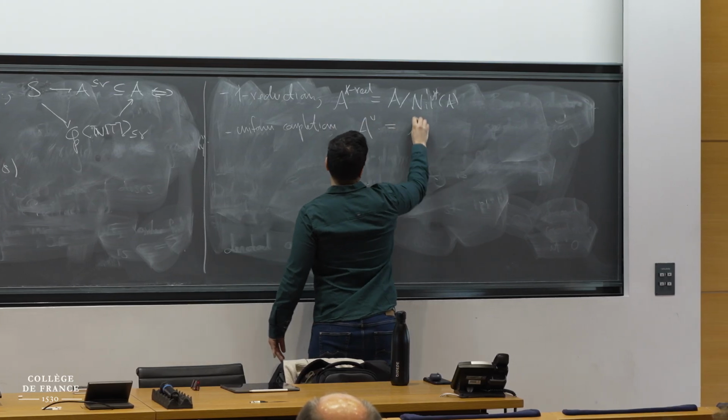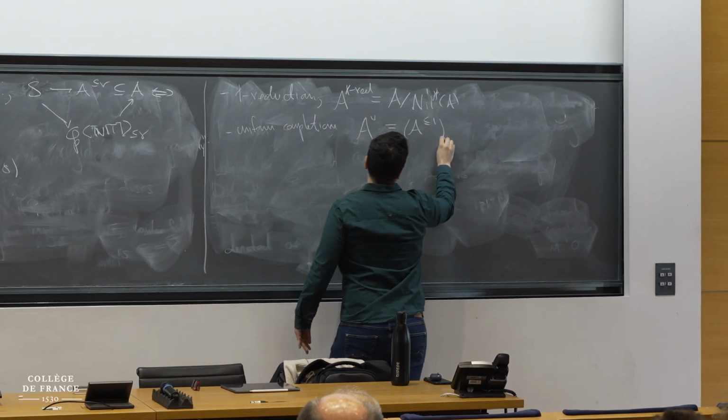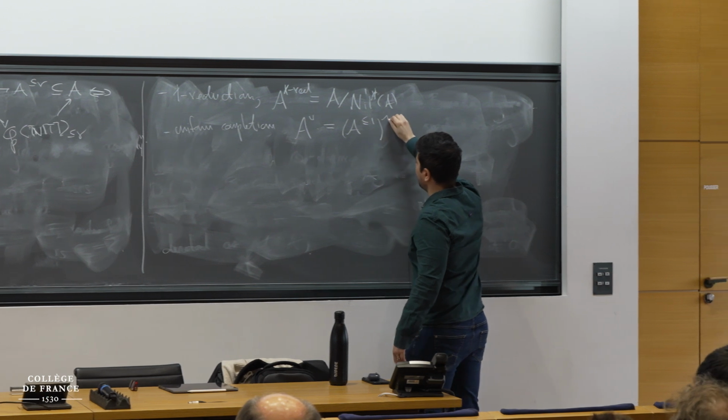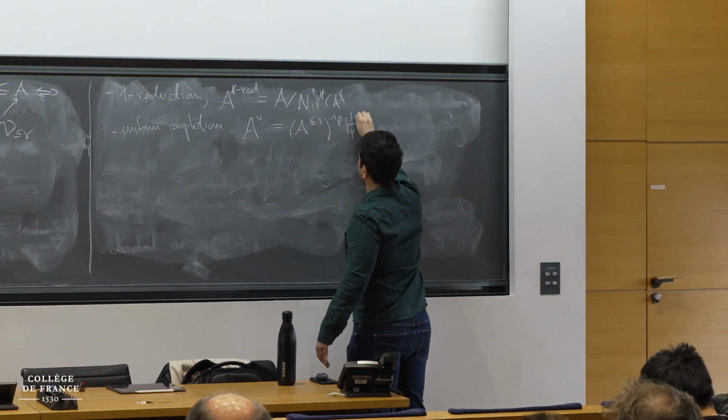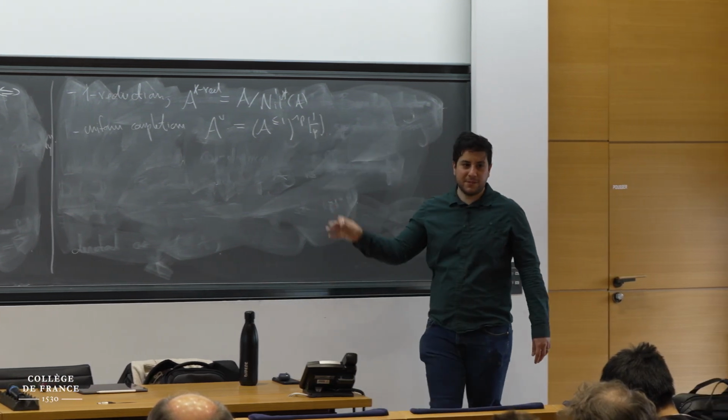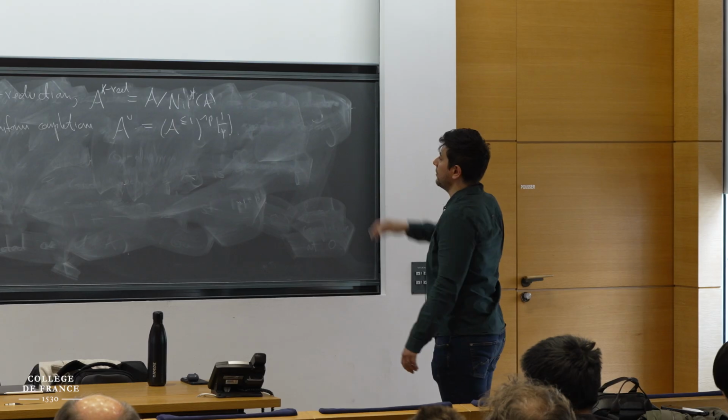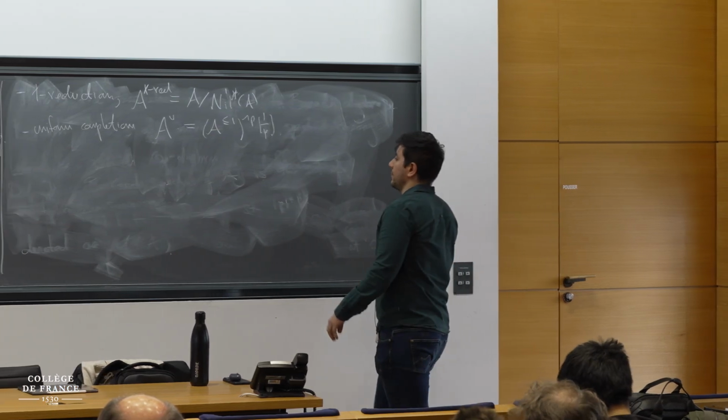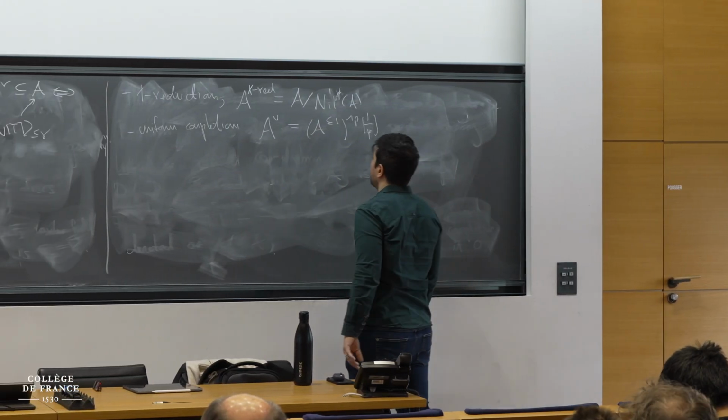In this case, an equivalent way to do this is just take the elements which are power bounded, just take the p-completion and just invert p. Then there are properties saying that if you take this operation twice, it's just the same as doing it once. So this is kind of uniformly complete.